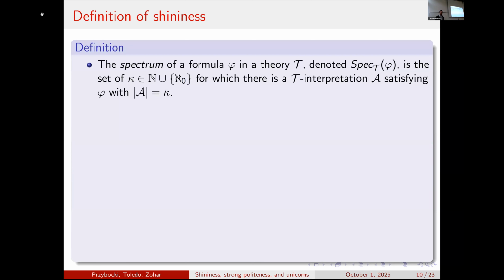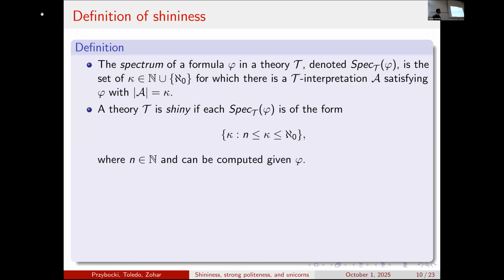Okay, so let me define shininess. I should say that in the talk, I'm only going to work over single sorted logic just for notational simplicity, although all the results in our paper are stated over many sorted logic, which is typically used in SMT. Okay, so to define shininess, it's helpful to have this notion called the spectrum of a formula, which was also talked about earlier. So the spectrum is the set of cardinalities of models satisfying that formula, and we denote that spec of phi. I actually want to restrict it to only be the countable cardinalities.